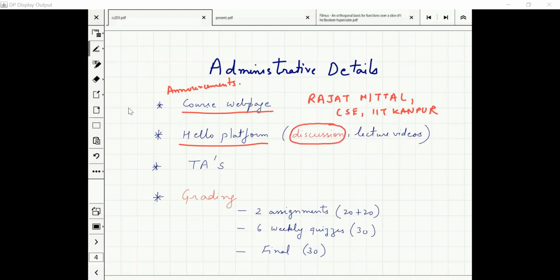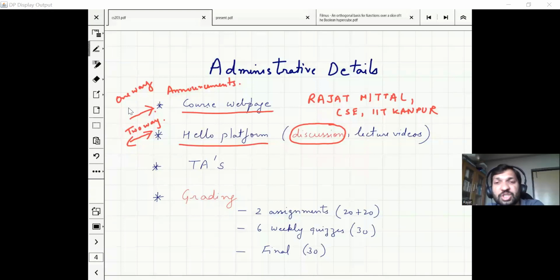You should keep looking at it for questions. You should post questions. I highly encourage you to find relevant material about probability, and if you think it might be important for the class, post it on Hello. It should not be just one-way communication. The course web page is a place for one-way communication. On Hello Platform, it should be two-way. That means whatever is not clear in the course, please ask questions. If you find something interesting, please share that with all of us. And that way, I think this course will become much more meaningful for all of us. That's the use of Hello Platform.